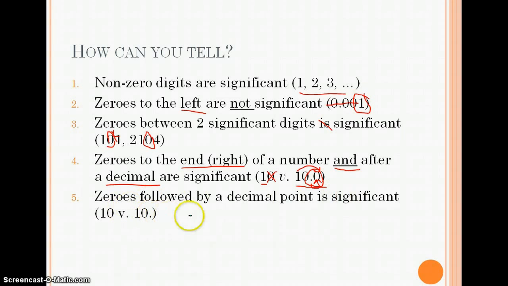Last rule, if there's a decimal after a 0, it's significant. So again, here we only have one significant figure because that 0 is not significant. And here we have 2. If you write that little decimal there at the end, you're essentially saying this 0 is significant. Okay, so let's just do a little bit of practice. I know this is a little overwhelming at first.